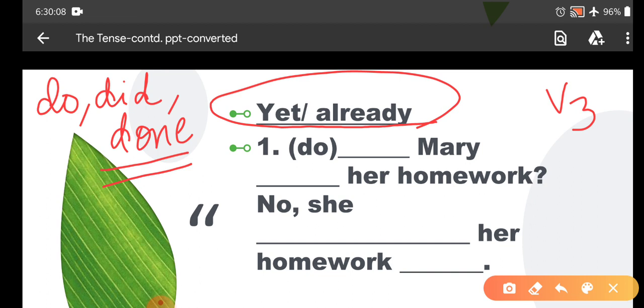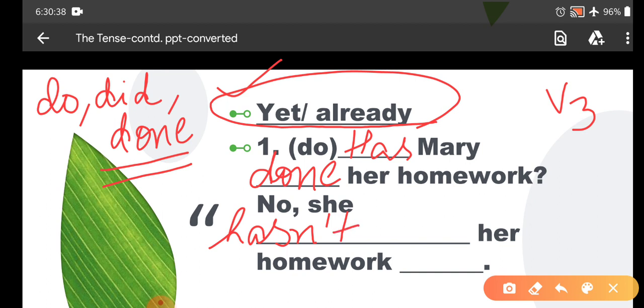So the question says, has Mary done her homework? Now the answer is a negation. So what do we fill in, students? For negation, we'll fill in yet, means so far she has not done. So we say no, she hasn't or has not. She hasn't done her homework yet. Have you understood the use of yet? I am sure you would have.